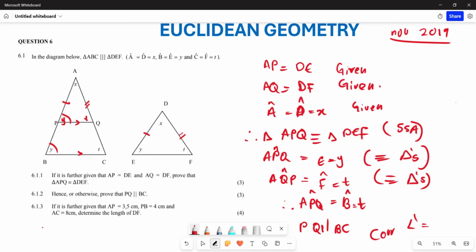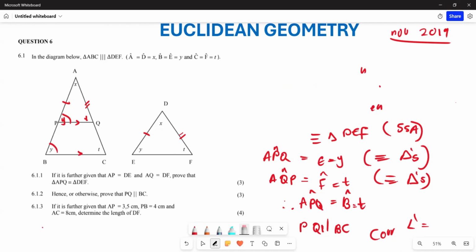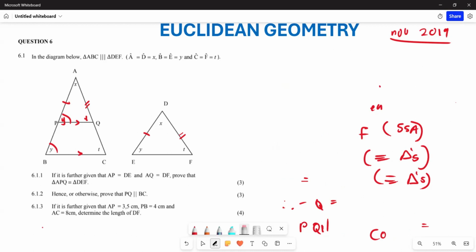Hopefully this makes sense to you. Now from here, 6.1.3, they say if it is further given that... Now let's erase everything here and see in terms of what else we can do from here.